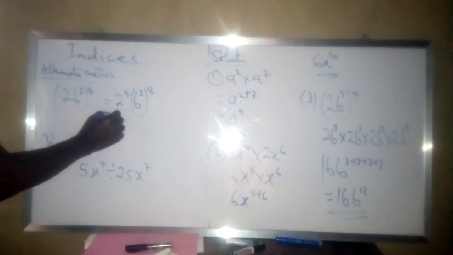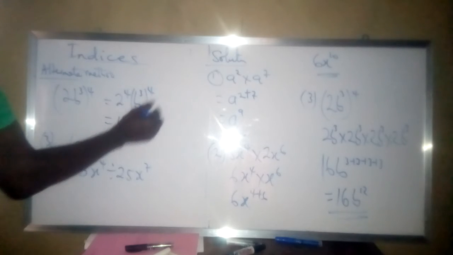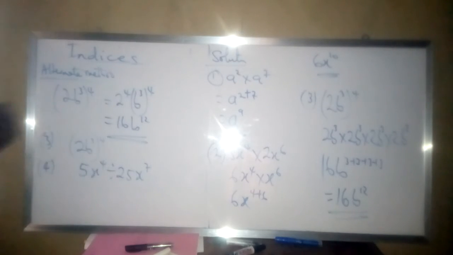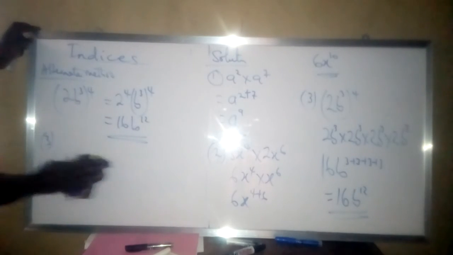And 2 raised to the power 4 is 16. Then b, then 3 times 4, as I told you in the previous rule. That's 3 times 4 is 12. Okay, so that is that about that too.